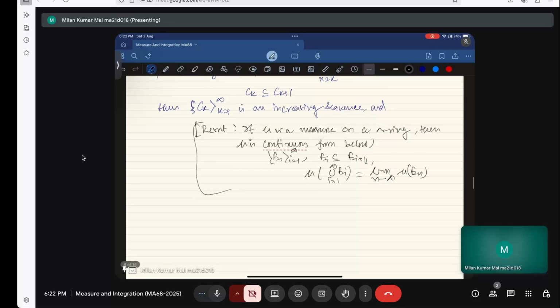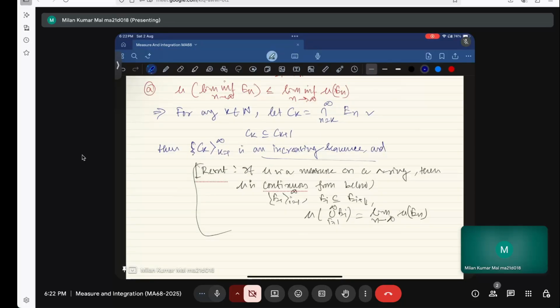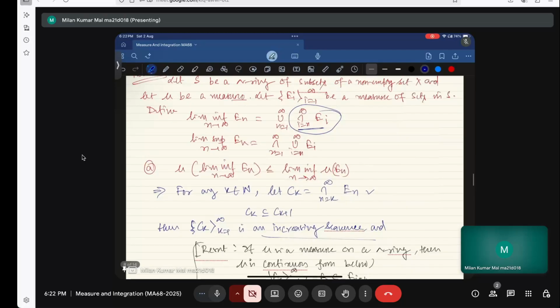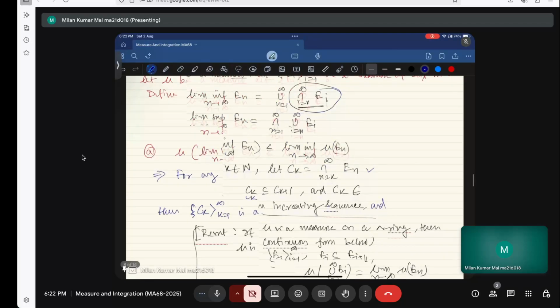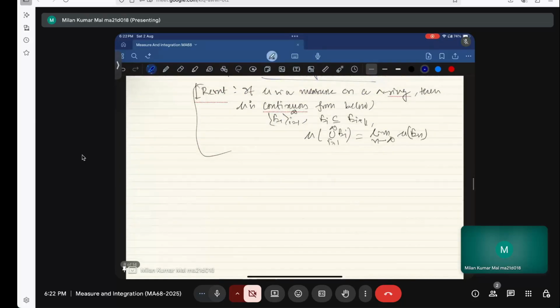So if we use this result, what we get here is that C_k is an increasing sequence and mu is a measure on the sigma algebra. These C_k are countable intersections. If it is a sigma ring, then it is closed under countable intersection as well. So C_k is also an element of the sigma ring, which is denoted S. Therefore, this is an increasing sequence, so we can write the measure of the union of k equals 1 to infinity of C_k as the limit as k tends to infinity of mu of C_k.